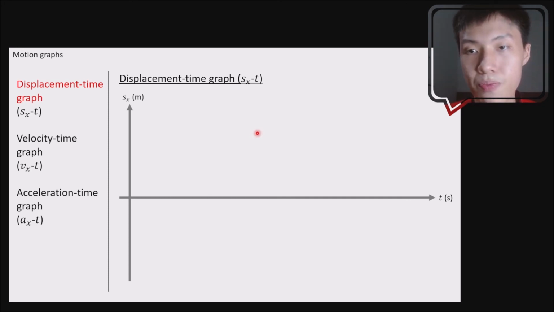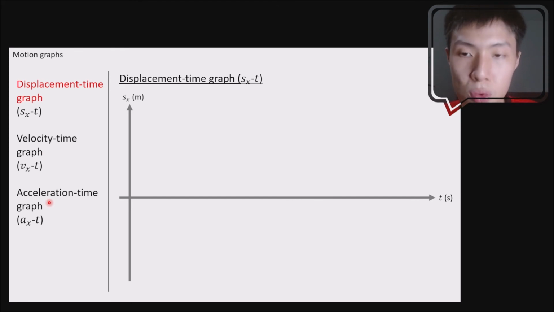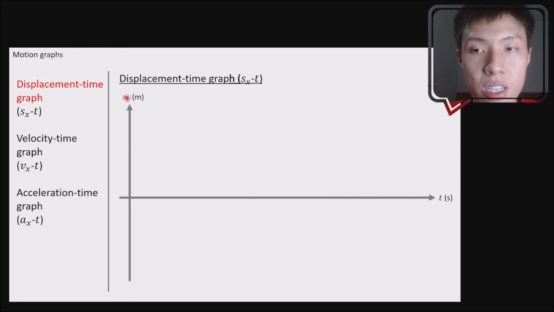Let's move on. This is the same displacement time graph. You change it to x component of displacement, x component of velocity for the velocity time graph, x component of acceleration for the acceleration time graph. We change everything to components. And of course, if you see in books there's no x, it's not that they are doing magnitude. It's just that they omit the subscript x because they think it's straightforward.